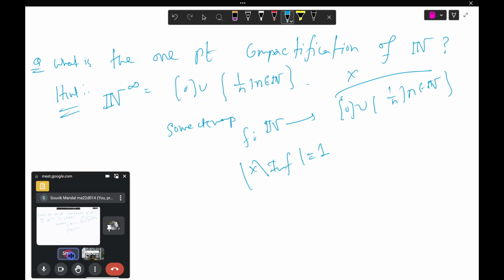What is written in the last line, sir? X minus the image of f should be a single point. We need to check that. Right? Yes, sir. If you take f of n equal to 1 by n. Yes, that's correct. So n goes to 1/n. So this specifies the one-point compactification of capital N. Okay.